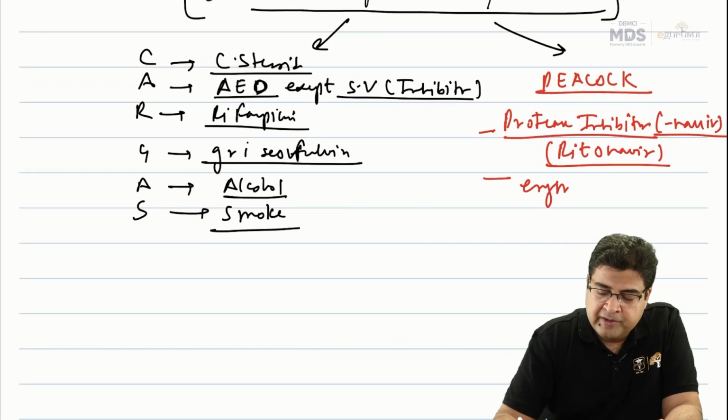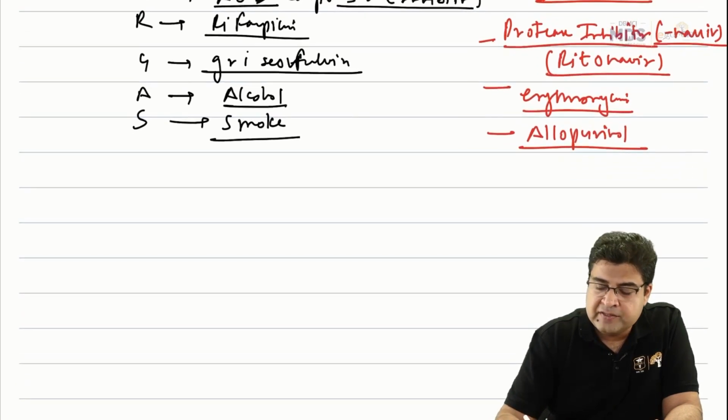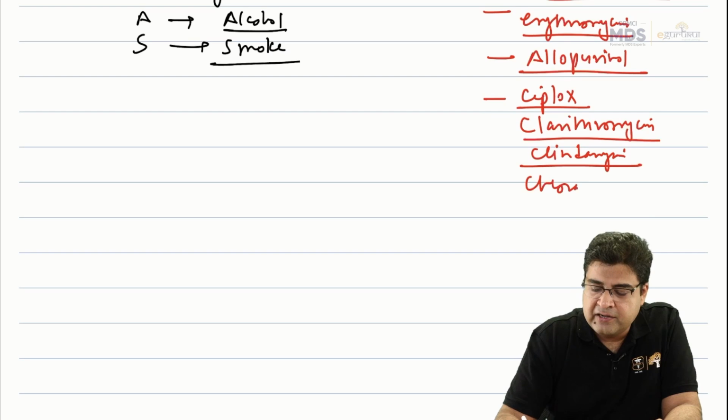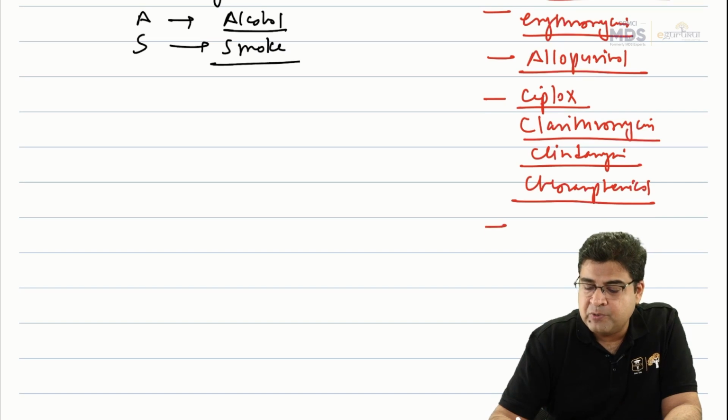Now, we have an antibiotic, erythromycin. Erythromycin is also a liver enzyme inhibitor. We have a drug like allopurinol. Allopurinol is also a liver enzyme inhibitor. We have antibiotics like ciprofloxacin, clarithromycin, clindamycin, chloramphenicol. All these medicines are liver enzyme inhibitors. All these antibiotics start with the letter C, but not the cephalosporins. So, don't include cephalosporin here.